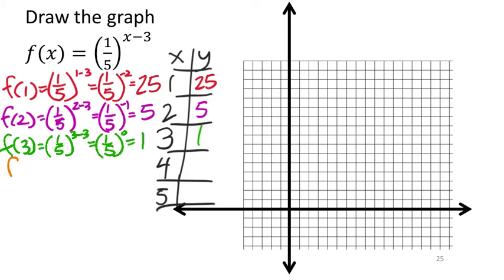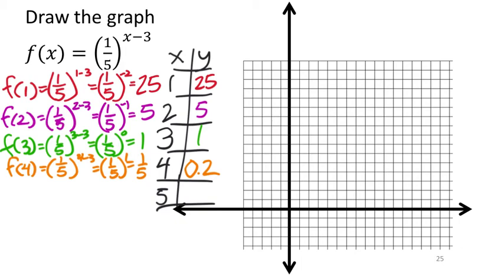How about the next one where the x value is 4? F of 4, there we go. Well, that'd be (1/5) then to the power of 4 minus 3, which is (1/5) to the power of 1, which is just 1/5. But like I said before, I'm not going to show the fraction because the decimal is a little bit easier to graph. 0.2. That's a nice decimal to graph.